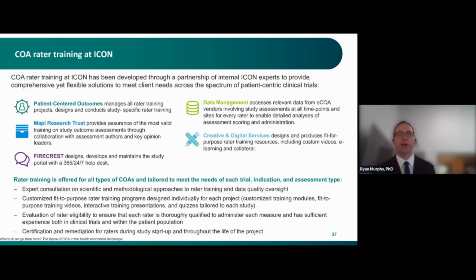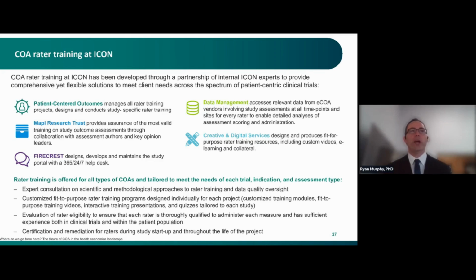And finally, this topic has come up several times where we've been discussing the need for rater training. So rater training at ICON has been developed through partnership of internal ICON experts to provide some comprehensive but flexible solutions to meet client needs. And we do have some partnerships that assist in that. First up, obviously, we with the patient-centered outcome groups can manage all rater training projects, design and conduct study-specific rater training as will be most suited for your clinical trial.